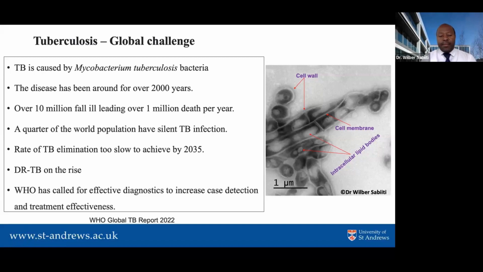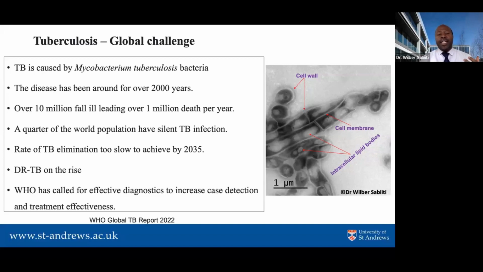mechanism for the pathogen. So the disease, tuberculosis disease, has been here for over 2,000 years. And the WHO 2022 Global Tuberculosis Report said that over 10 million people fall ill because of this disease, and over 1 million die per year. So that is what we call the active disease, the one that comes with symptoms.